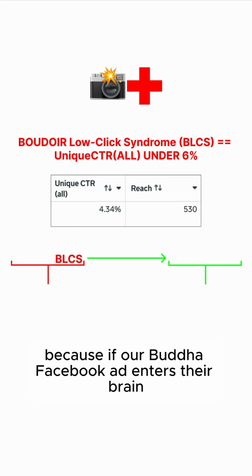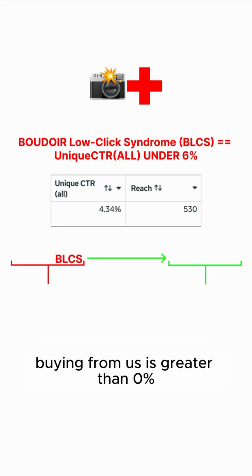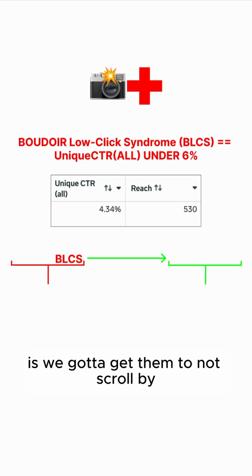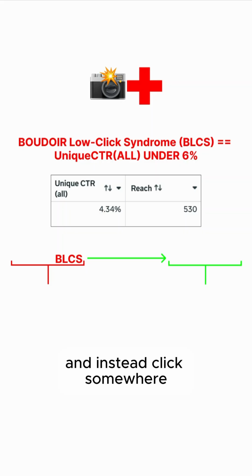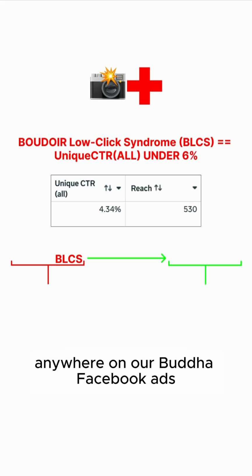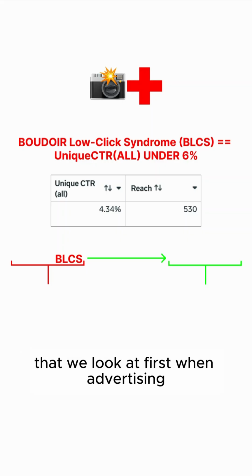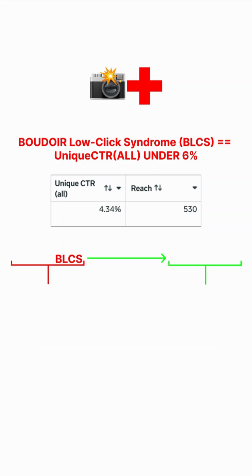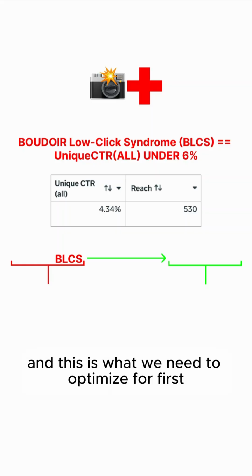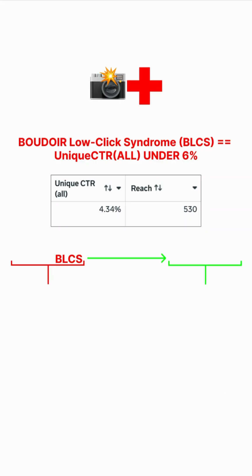And we care about that because if our Boudoir Facebook ad enters their brain, that's the only chance of them buying from us being greater than 0%. So the first thing is we gotta get them to not scroll by and instead click somewhere, anywhere on our Boudoir Facebook ad. This is the most important metric that we look at first when advertising, and this is what we need to optimize for first. It's the highest leverage activity we can do for all of advertising.